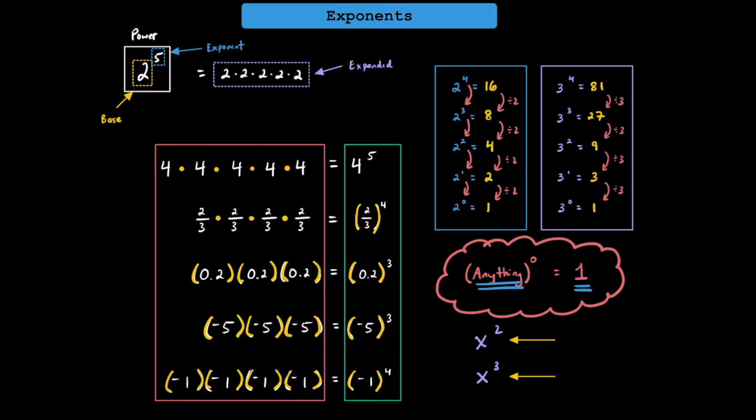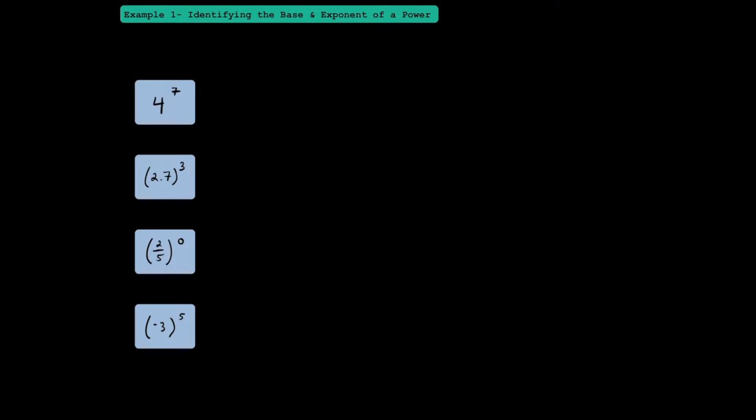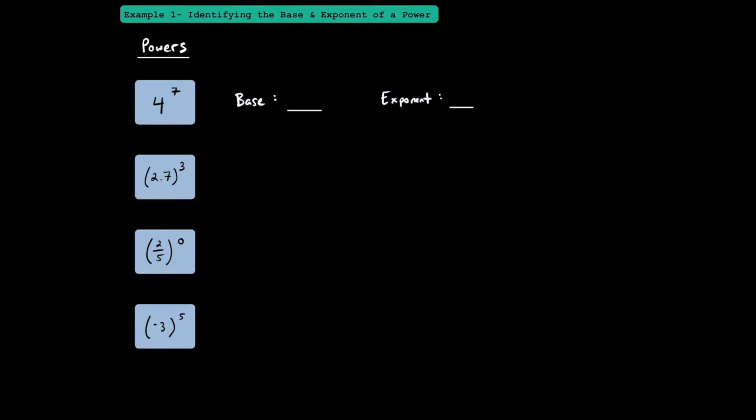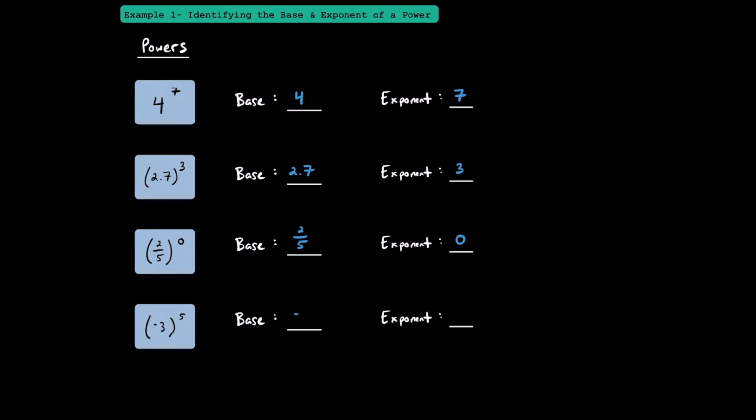Now that we went over some background, grab something to write with and something to write on, and let's do some math together. Here in example 1, we're going to practice identifying the base and the exponent of a power. Remember, each of these are powers. The base for the 1st power is going to be 4, and the exponent is going to be 7. For this next one, the base is going to be 2 7/10, or 2.7, and the exponent is 3. For this one, our base is actually a fraction of 2/5, and our exponent is going to be 0. And for this last one, our base is negative 3, and our exponent is 5.